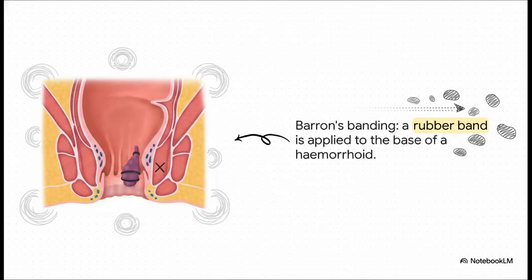So what do we do for, say, a second-degree hemorrhoid? Well, one very common procedure is this: rubber band ligation, or Barron's banding. It's quite simple, really. You place a tiny, tight rubber band right at the base of the hemorrhoid. What does that do? It cuts off the blood supply. And without blood, the tissue dies and just falls off in about a week. It's a very effective outpatient procedure.